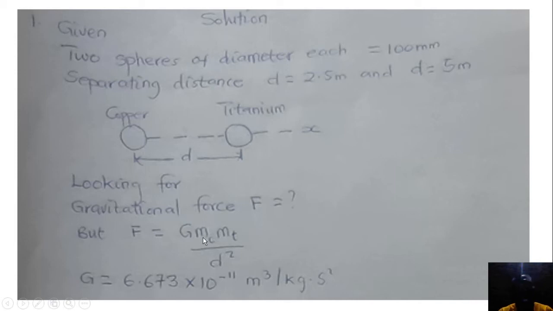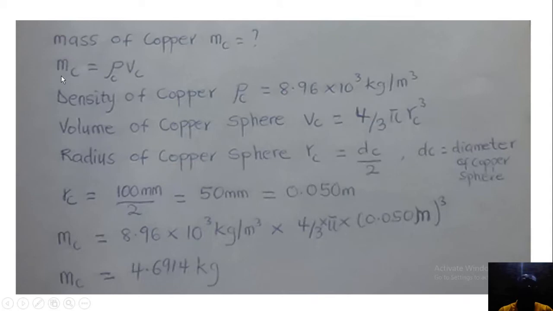We don't know the mass of copper and the mass of titanium. So we have to calculate the mass of both copper and titanium. Now we know mass to be rho V, that is, density times volume. Mass equals density times volume. And the density of copper, we know it to be 8.96 times 10 exponent 3 kilogram per cubic meter.